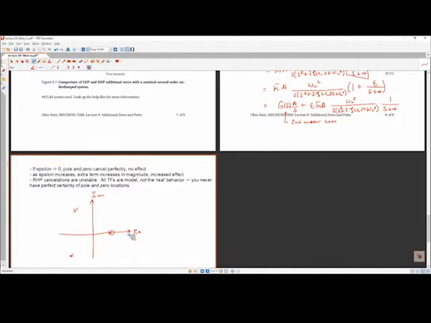0. Okay, so I think a lot of this, just like I said before, requires a little bit of practice in trying to understand the relationships here.